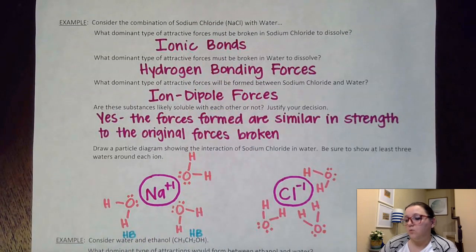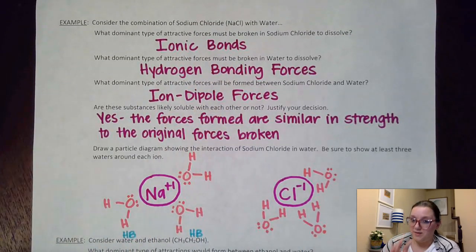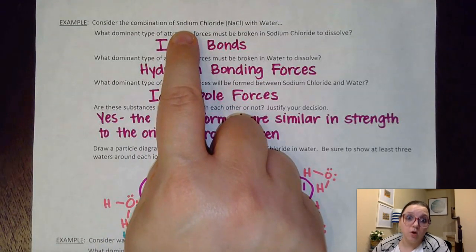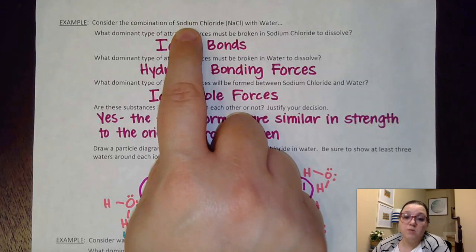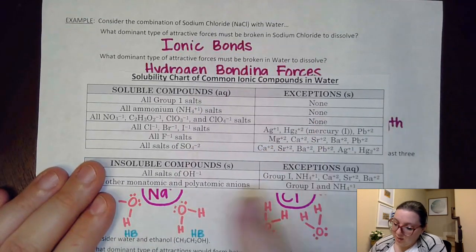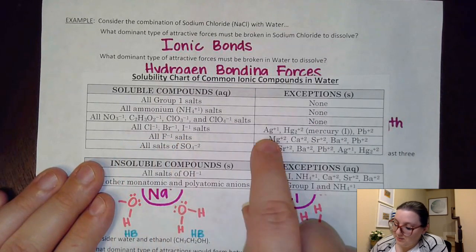Now, I will warn you, ion dipole doesn't always form. So you may need to double check it against solubility rules. Hopefully we remember that anything with a group 1 salt is soluble. So anything with sodium in it would be soluble. And so that's why we kind of knew that these are likely soluble with each other. However, if you had a different ionic compound, you may need to check it against your solubility rules just to make sure. Like for example, let's say I had maybe chloride, bromide, or iodide with maybe silver or lead.